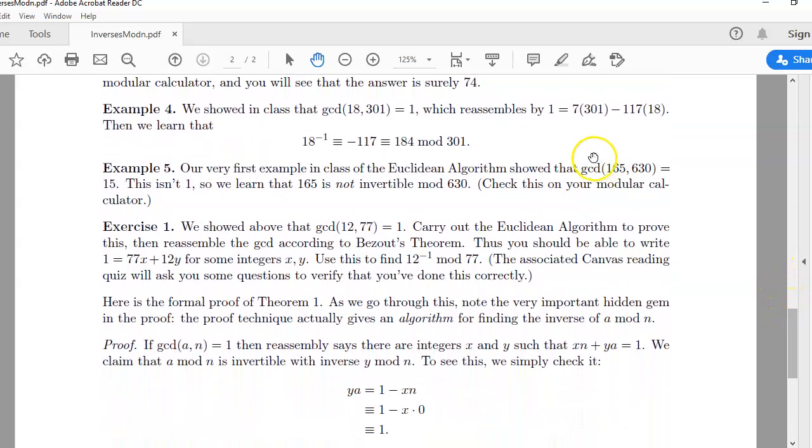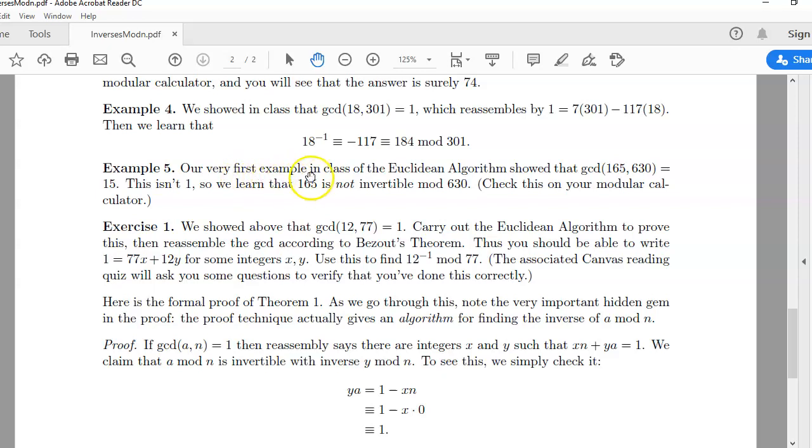Example 4. In class, before we adjourned, we showed that 18 and 301 were relatively prime. And we reassembled 1. It happened to be 7 times 301 minus 117 times 18. So there's the inverse to 18. It's negative 117. So the inverse to 18 is negative 117, but that negative 117 is simply 184 mod 301. You can check it again. We're right. Here's a non-example.